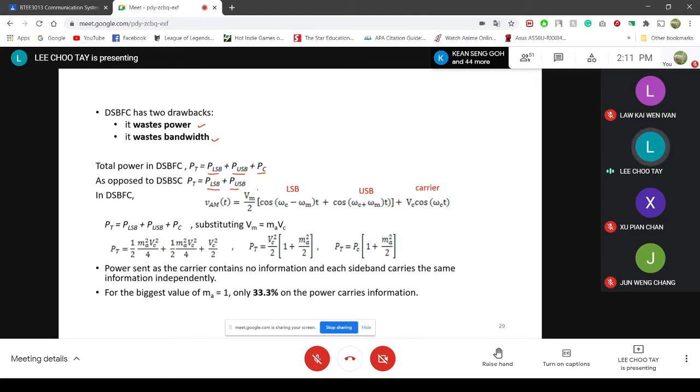We want to actually see the efficiency, or how much power is wasted. So now let's bring back our equation for double sideband full carrier, which is this one here. It consists of the lower sideband, which is this term, the upper sideband here, and also the carrier. To get an expression for the total power required to transmit, I'm going to do a bit of substitution, because you can see later on that the power or the efficiency depends a lot on our modulation index.